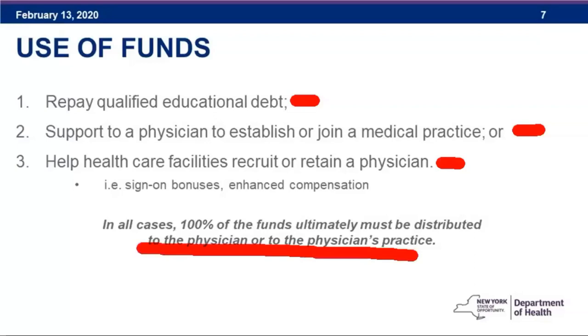So again, we've had a lot of questions surrounding this, but the funds cannot be an offset. So the meaning of that is a facility or employer should not reduce a physician's compensation package as a result of getting a Danny Award. The Danny Award is meant to provide additional funding to a physician above and beyond what would have been provided to the physician prior to the Danny Award existing. So again, it's meant to be an above and beyond enhancement to your compensation package.